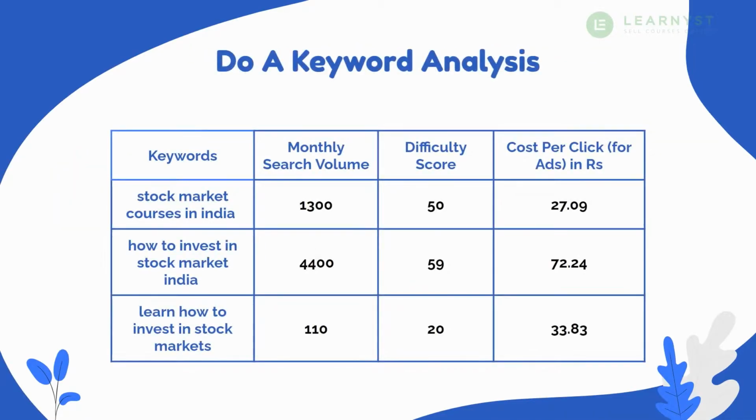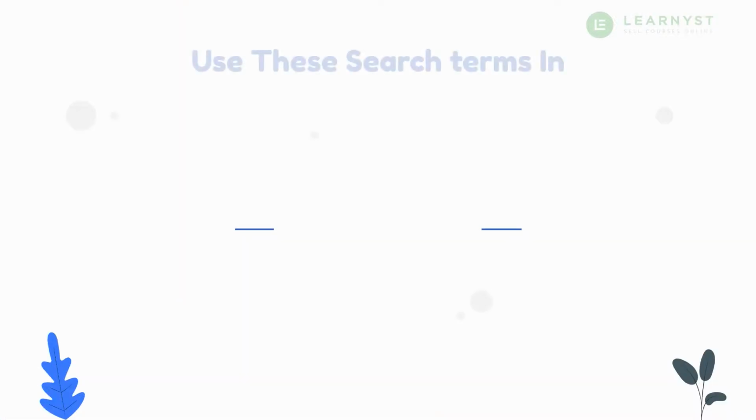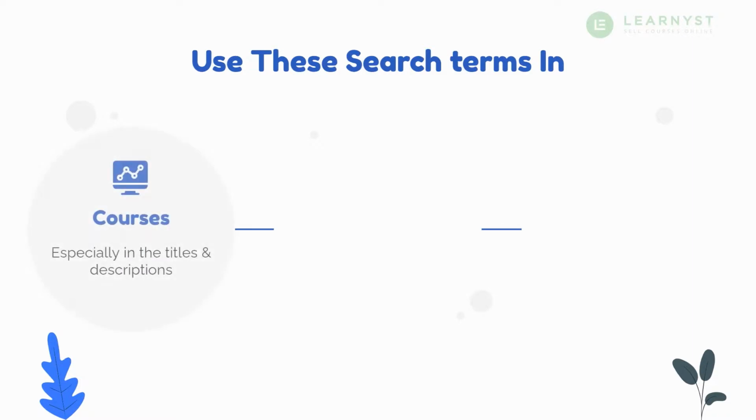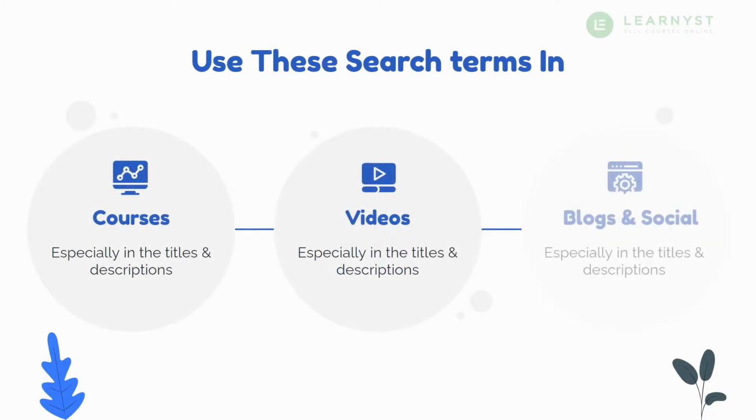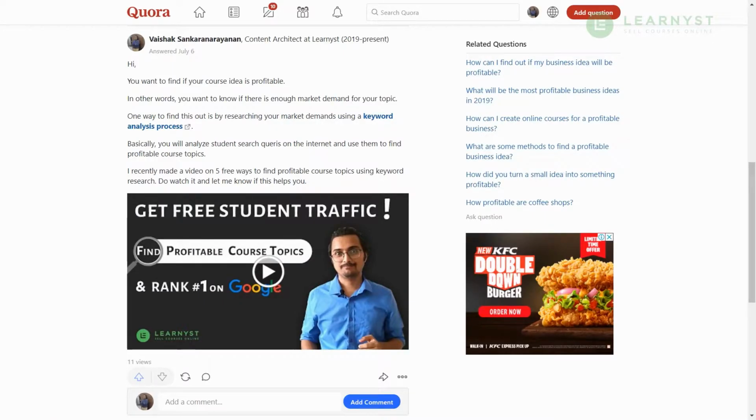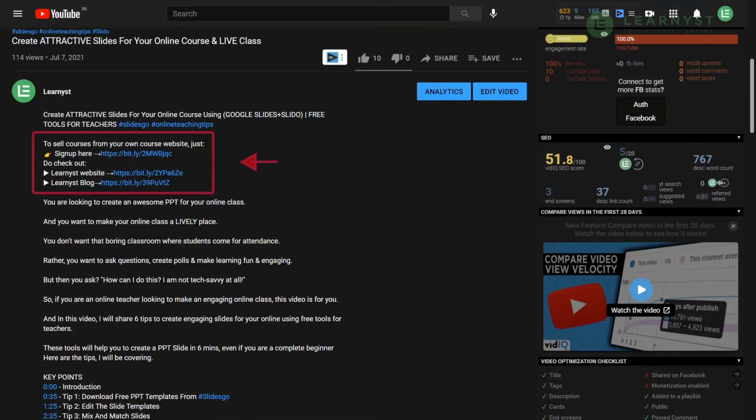You can do a keyword analysis to optimize your website for student search terms. Use these search terms in your course content, videos, blogs, and marketing campaigns. Next, go to sites like Quora or Facebook groups and answer student questions. Give them solutions and leave a link to your website. Add your website link in social media handles, especially in YouTube channel descriptions and Facebook pages.